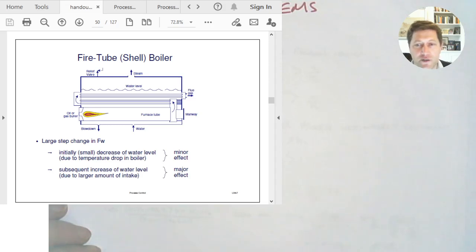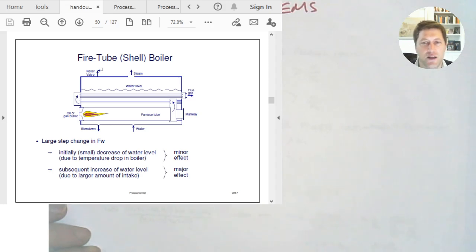What we actually find is that there are 2 contributions to the output. The first one is a minor effect, and it tends to decrease the water level. The extra amount of cold water coming in drops the temperature in the boiler, and that causes a drop in the water level. And it's only after a little bit of time that the amount of water that's flowed in has been enough to make the increase in water level due to the larger intake significant, and ultimately that becomes the major effect.